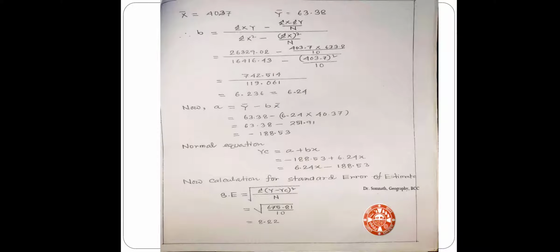Okay. Now we are going to calculate the standard error of estimate of the given data. We know the equation, that is SE equal to root over summation (y minus yc) whole square by n. Here the summation (y minus yc) whole square is 675.81, and the total number of observations n is 10, and so the SE is 8.22, which is derived here.